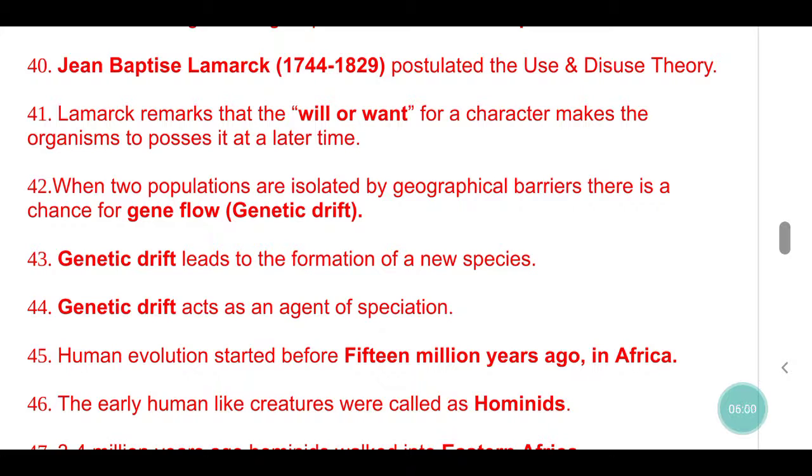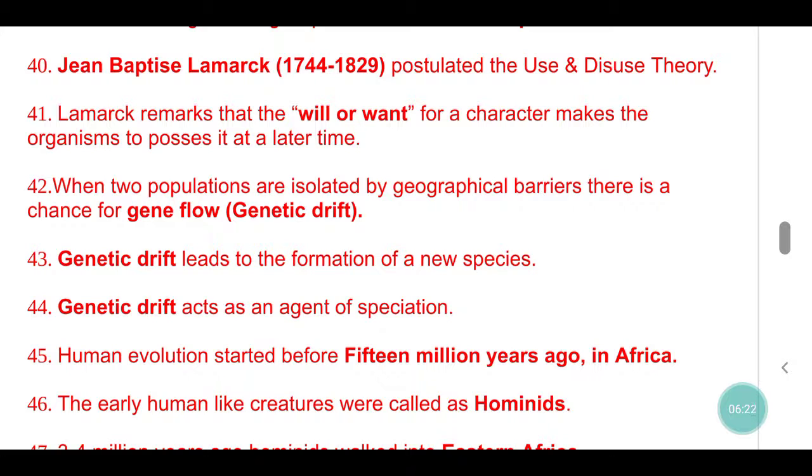When two populations are isolated by geographical barriers, there is a chance for gene flow and genetic drift. Genetic drift leads to the formation of a new species. Genetic drift acts as an agent of speciation.